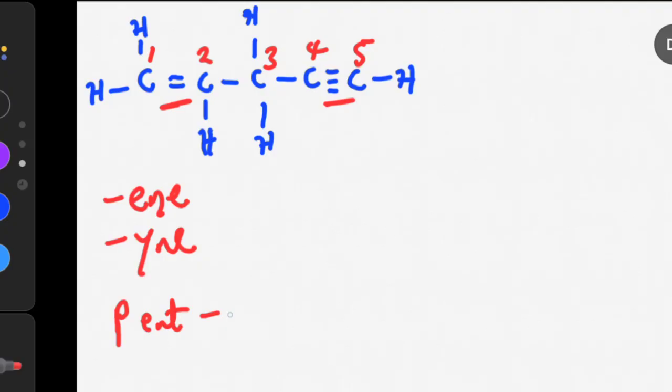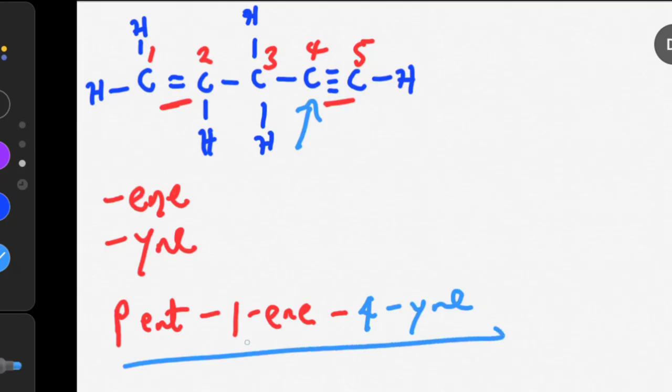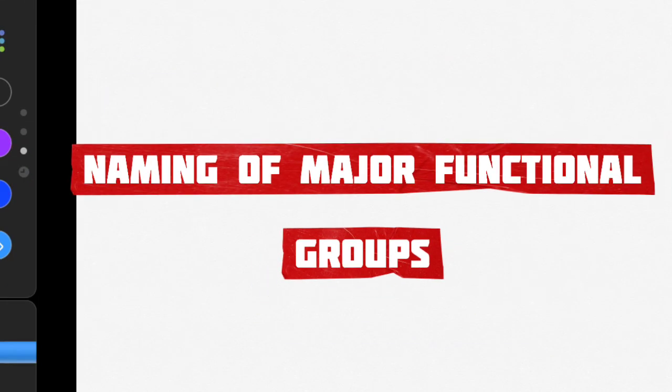1, because the double bond is on the first carbon, so we're going to have pent-1-en, all right? Then just join it together. The triple bond, you can see here, is on the fourth carbon, so it's going to be 4-yne. So this is the name, pent-1-en-4-yne. It's funny, right? So that's the name to this structure.